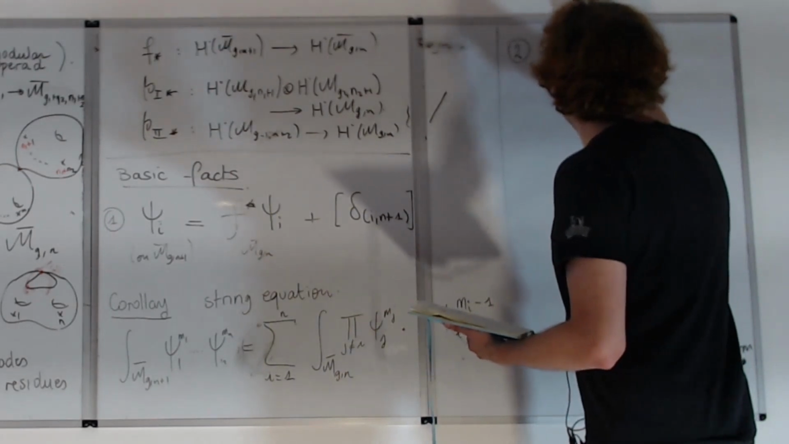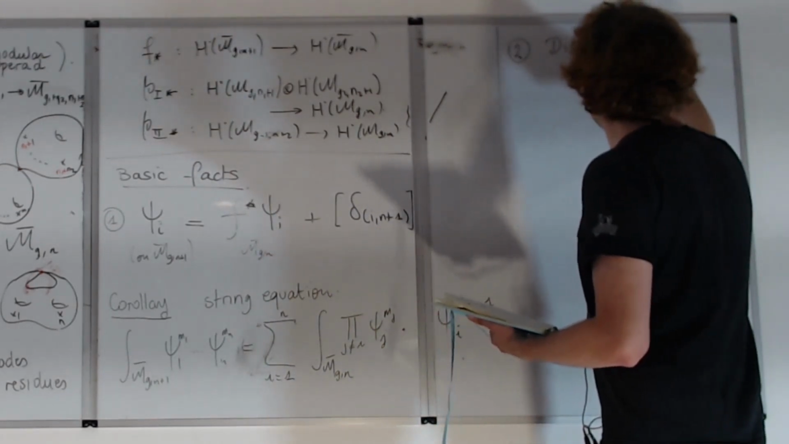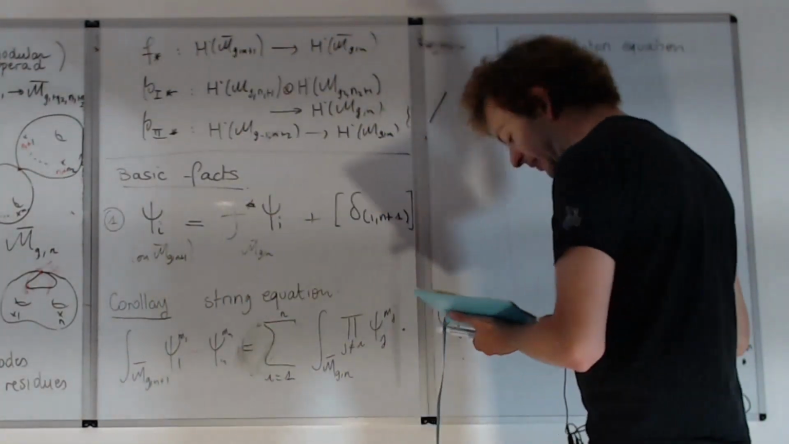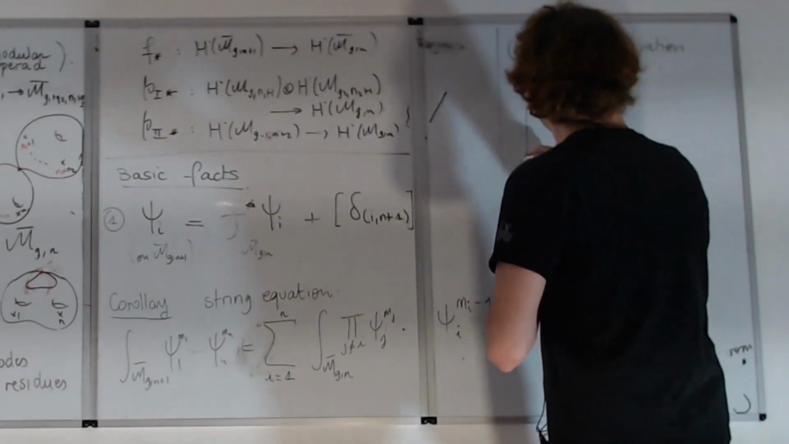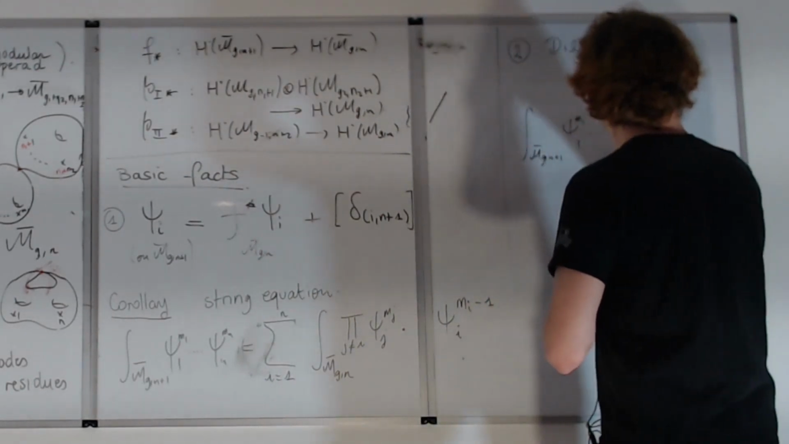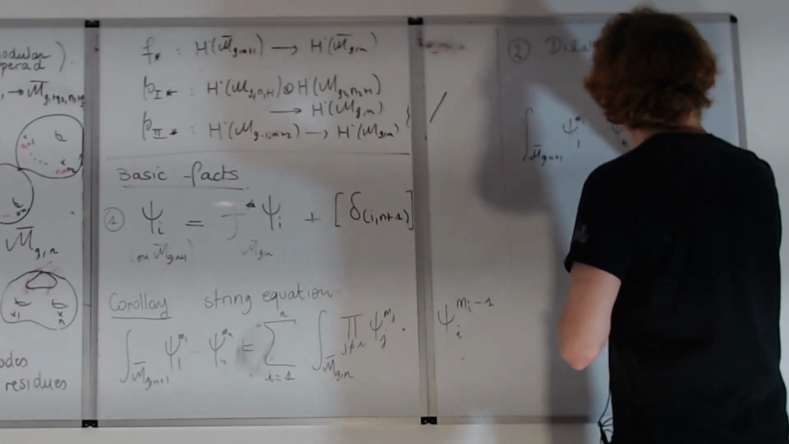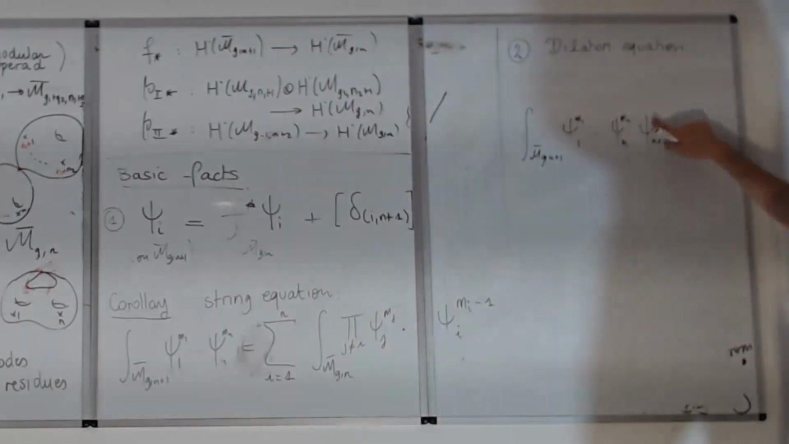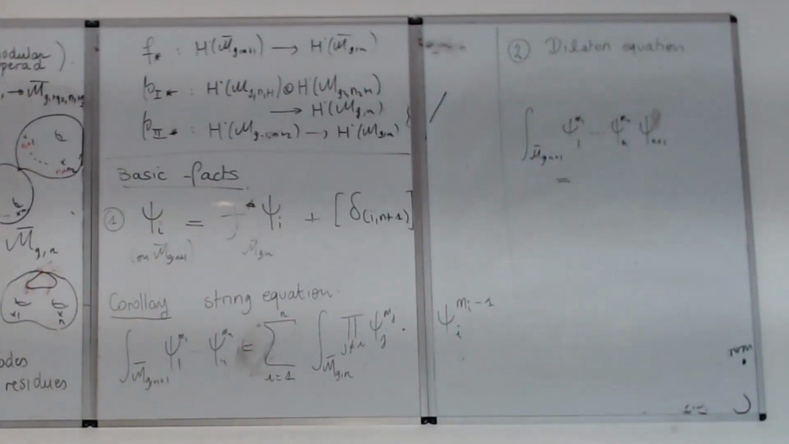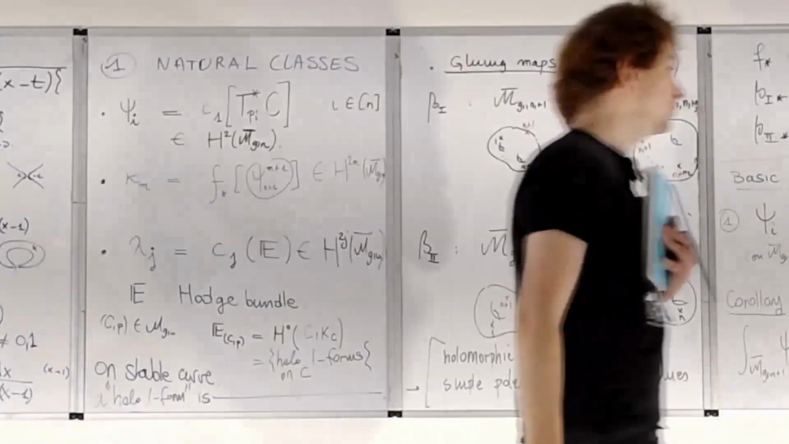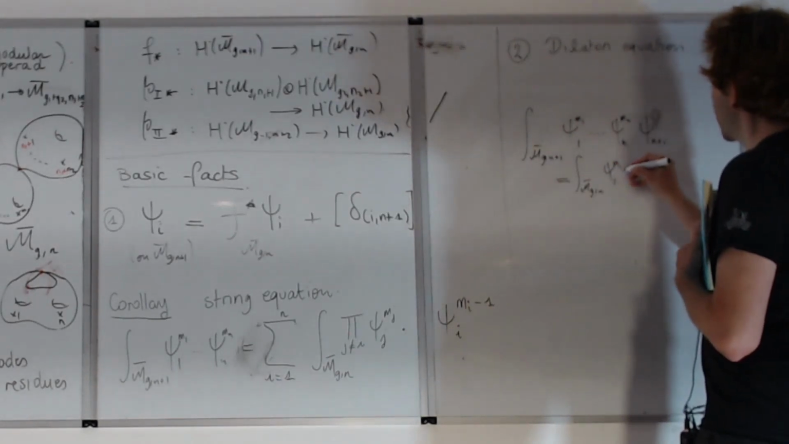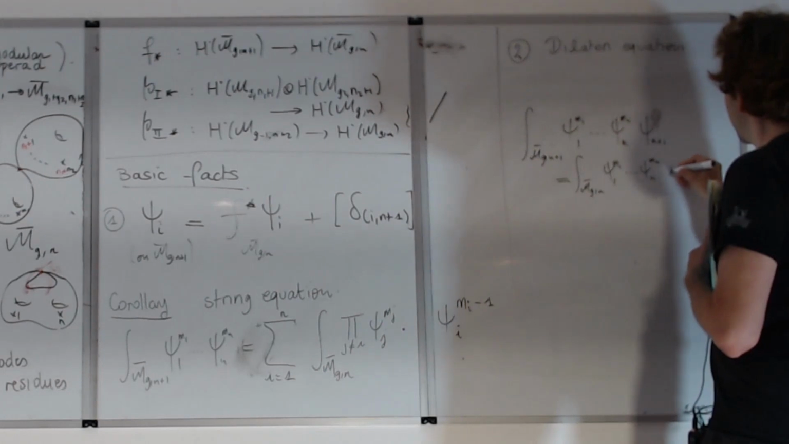The next thing is called the dilaton equation. Imagine that now I don't have this psi n, but I had rather something like this. I have one power of psi n plus 1. That's almost by definition of these kappa classes, that would be kappa 0. If I want to integrate over the fiber, that will remain unchanged. And I should have here kappa 0.